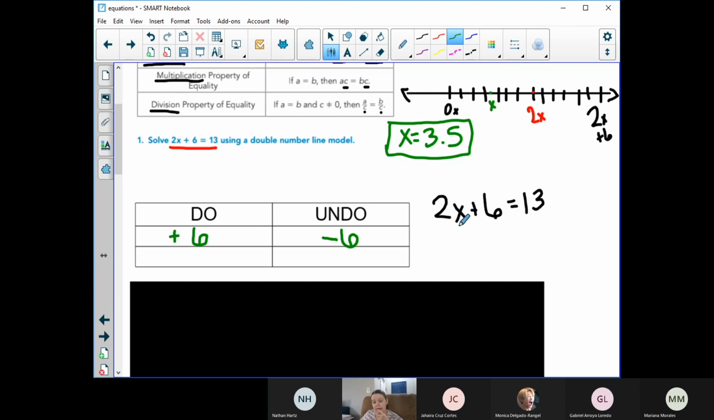And we also multiplied x by 2. So we multiplied by 2. To undo it, we do the opposite, which is to divide by 2. So this is what we did to x to get to 13. This is what we have to undo in order to find what x is equal to. Any questions about that?